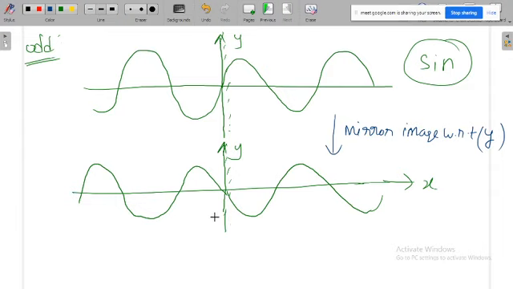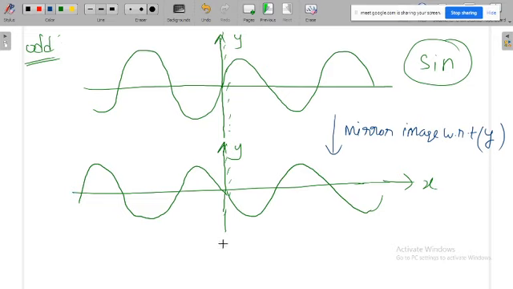If I apply amplitude reversal, what does it mean? If originally sine is there, I will multiply by a minus sign. In the original signal, I will put one extra minus for the amplitude. If I put a minus sign for time, that is time reversal. If I put a minus sign for amplitude, that is amplitude reversal. Then amplitude reversal is the mirror image with respect to which axis? X axis or y axis?